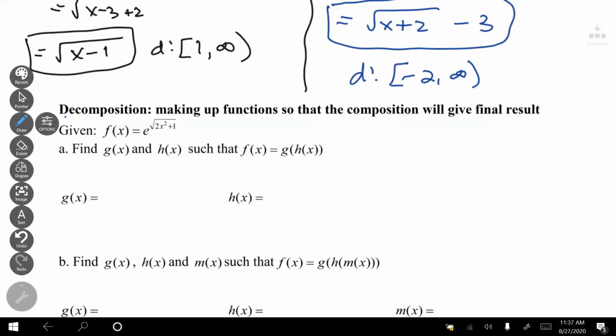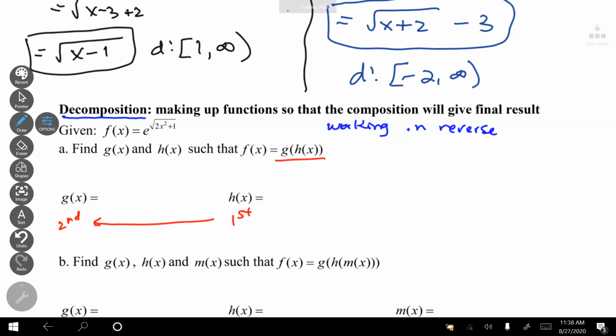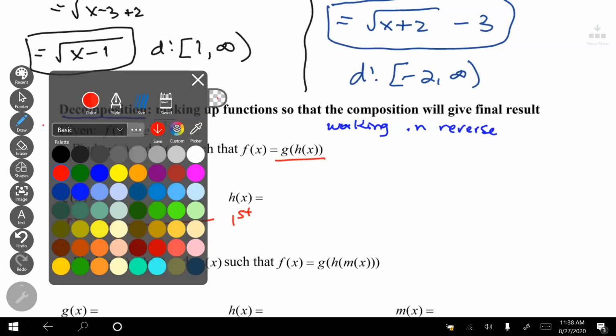So now I'm working with decomposition. Decomposition is kind of like working in reverse. What do I need to do a composition to get what I want? So when I see this composition, I see it's g of h of x. That means first I do h, and then second I do g. So I look at this whole thing, and I realize, what would come first if I put a number in for x?